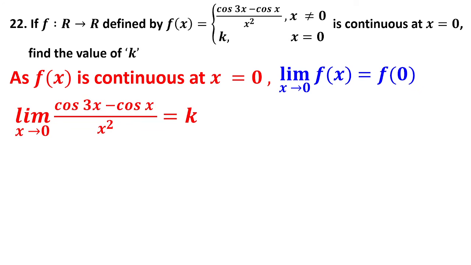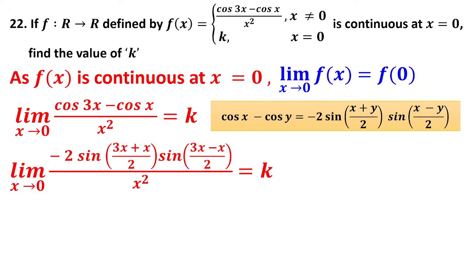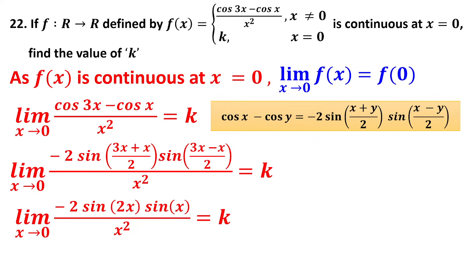Here please recollect the formula which you saw in class 11: cos x minus cos y, that is a difference of trigonometric functions written as a multiplication of trigonometric functions. Therefore now I am making use of it. Therefore it is minus 2 sine of summation by 2 into sine of difference by 2. Please be careful with the minus sign, normally you will make a mistake. Therefore we are getting minus 2 sine 2x into sine x by x square.